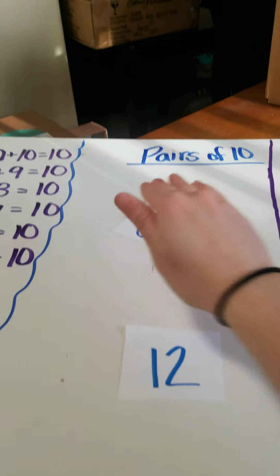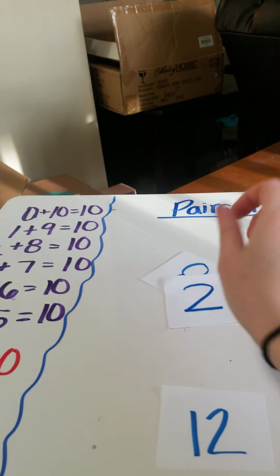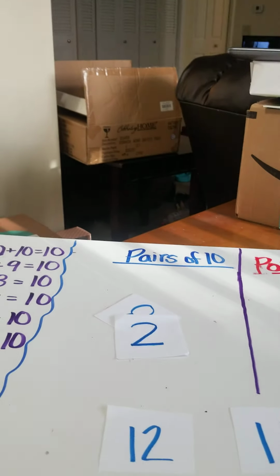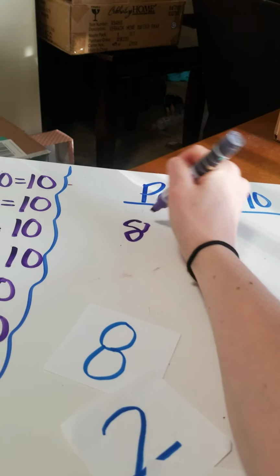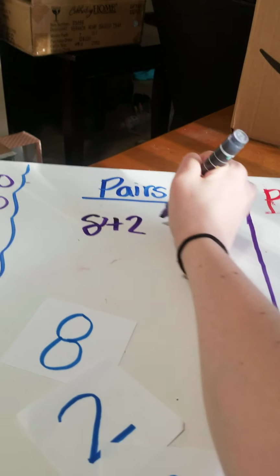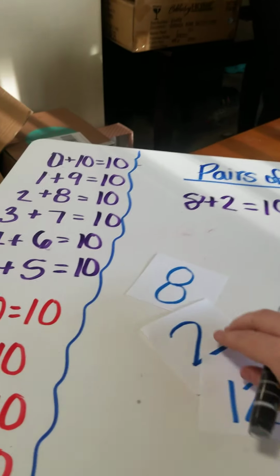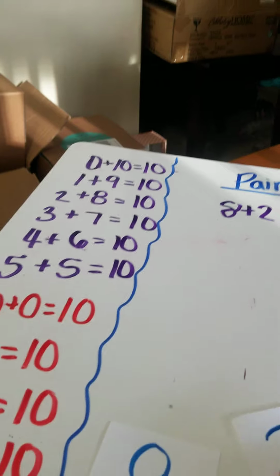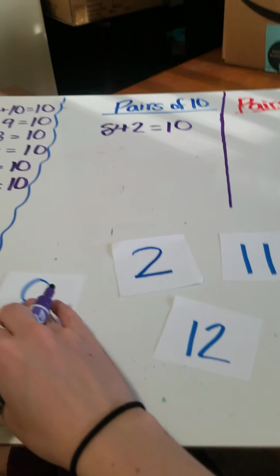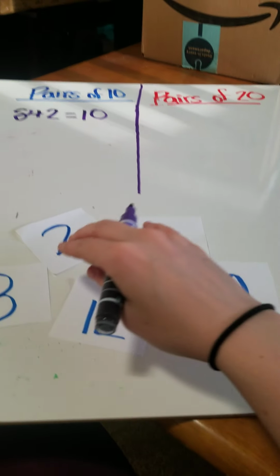So I'm going to have 8 and 2. So I'm going to take my marker and I'm going to write 8 plus 2 equals 10. I made my first pair of 10. Is there something else I could do with these numbers? Take a look at them, see if there's something else I can do with them.